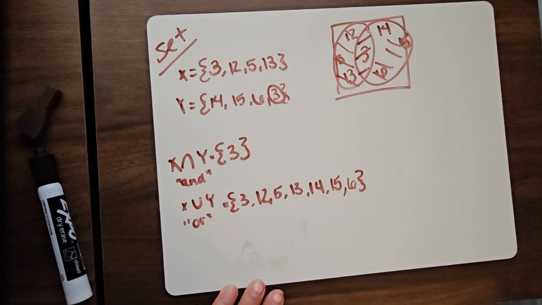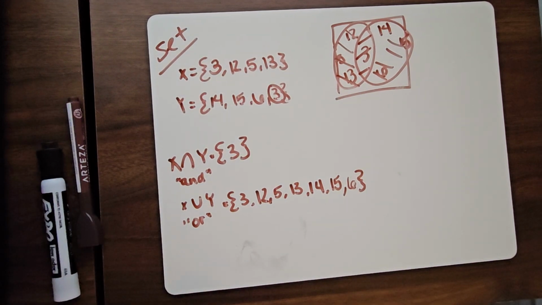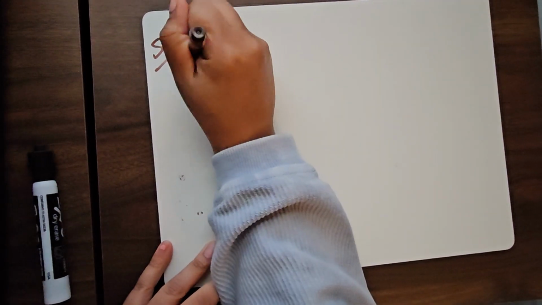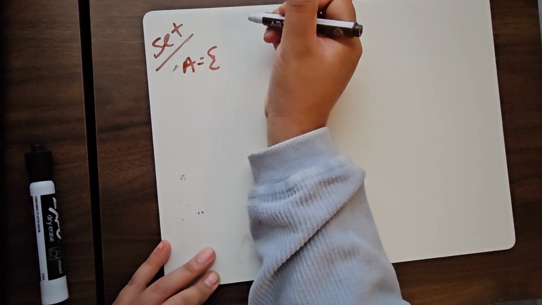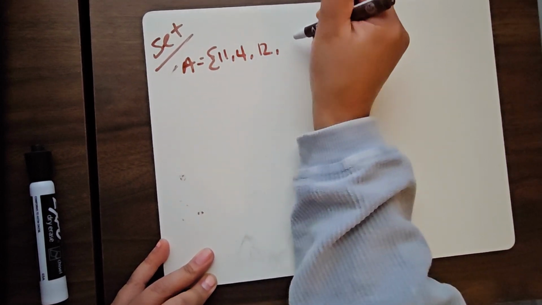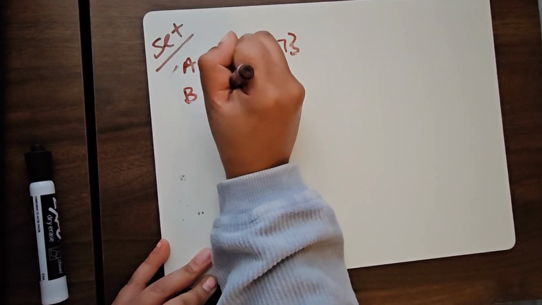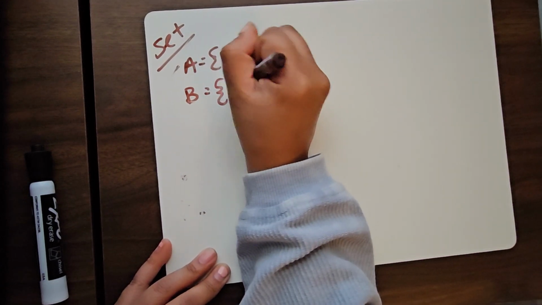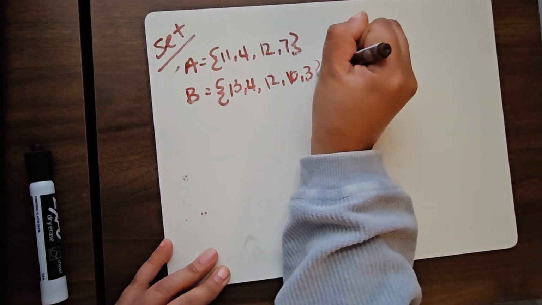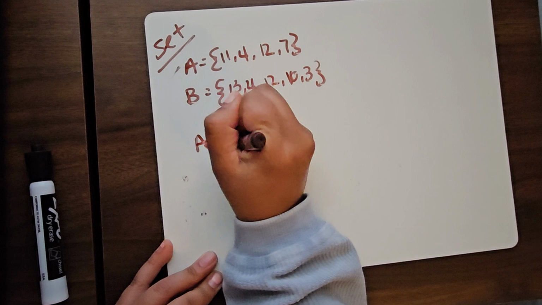In order to make sure that we understand the whole concept of sets, we will go ahead and try a new one. For this one, we'll call our first set, set A. Set A consists of the objects 11, 4, 12, and 7. We'll also have a set B. And set B consists of the numbers 13, 4, 12, 10, and 3. So in order to do our intersection, we would say the intersection of A and B.